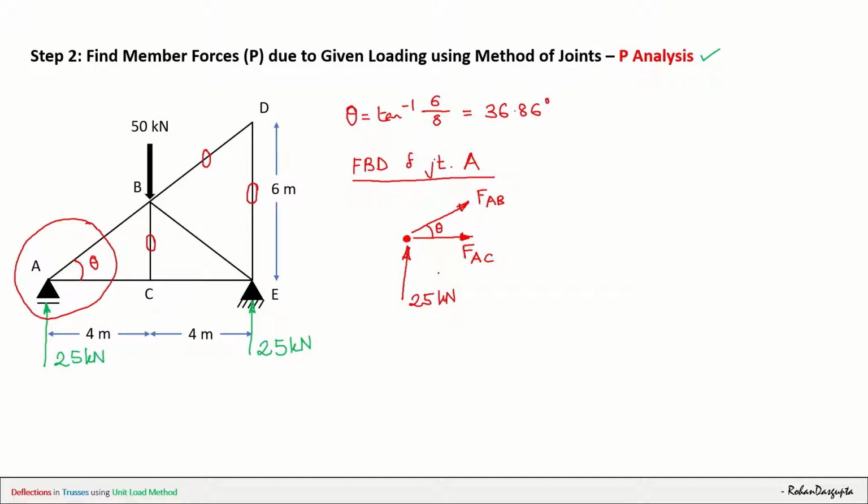Okay. Now you see, we have to apply only two equations of equilibrium, that is summation of Fx and summation of Fy. So in order to do that, I must resolve this FAB in the x and the y direction. So if I resolve FAB in the horizontal direction, it will be FAB cos theta, and in the upward direction, this will be FAB sin theta.